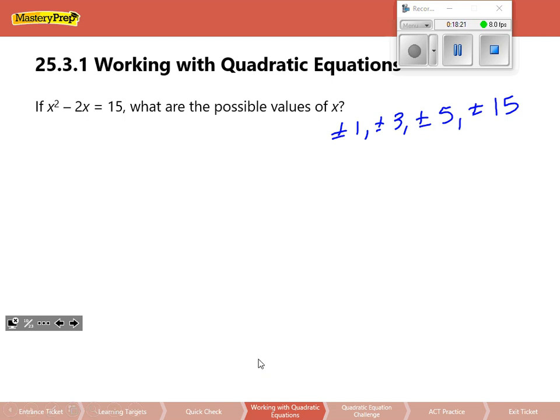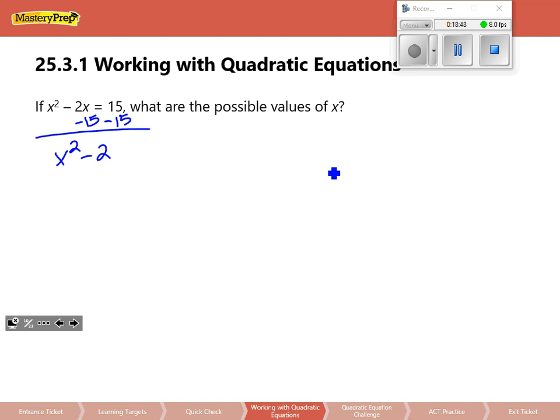Now, we won't delve into that quite yet because we haven't covered that in Algebra 2 yet. It's the Descartes, or Riemann's zeros, I believe, or Descartes zeros. Process of how we do that. But what we can do is get this thing equal to 0. So we can subtract 15 from both sides, which gives us x squared minus 2x minus 15 is equal to 0.